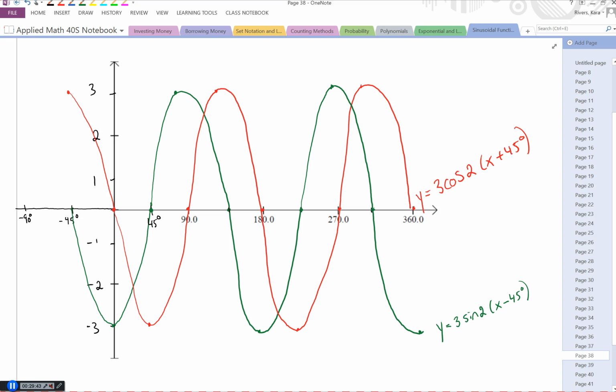Now in terms of what's the same and what's different, well, the period is the same, the amplitude's the same, the range, the maximum, and those are all the same. But what is different are our x-intercepts, and that's because of this horizontal shift. So our x-intercepts have also shifted, and because of that, so has our y-intercept, and those would be different as well.